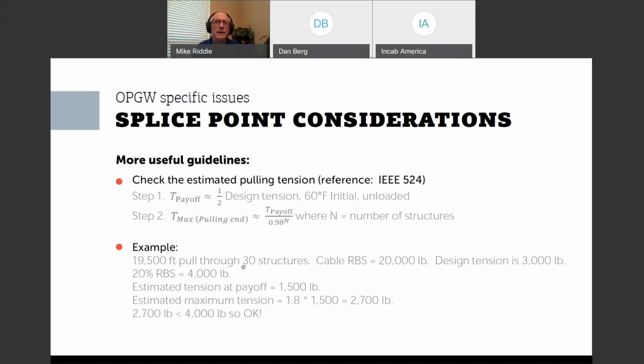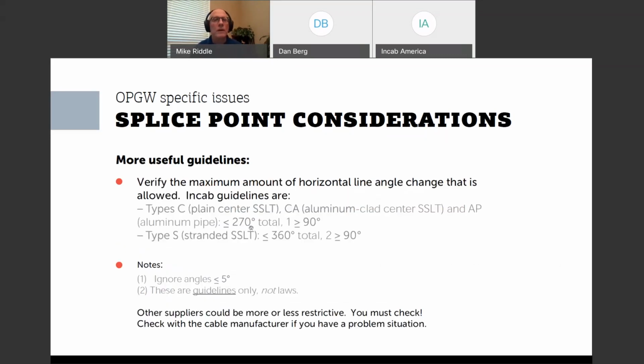Sometimes it can kick in at 25. More often it's above 30 structures, but it's not hard math. Now, in addition to that, you need to check the number of angles. There's a lot of variation from one manufacturer to another on this. Some will just say you can pull through one large angle, and they might define that as 60 degrees. They might define that as 45 degrees.